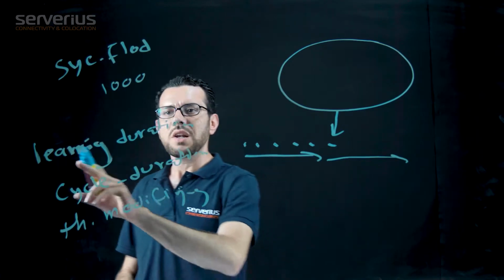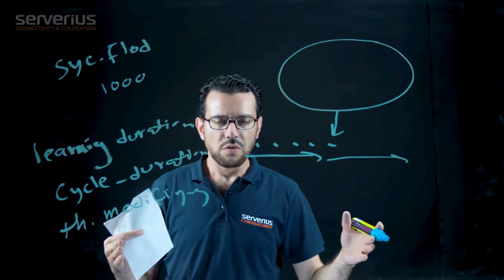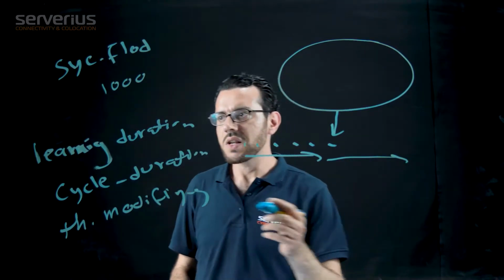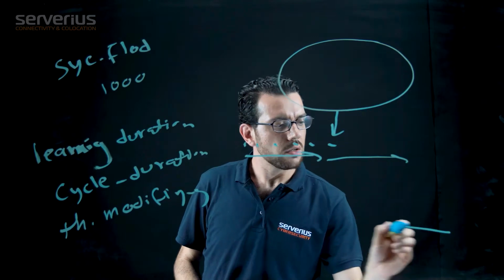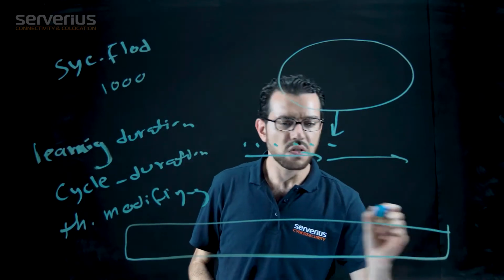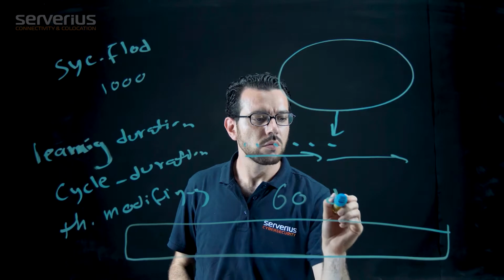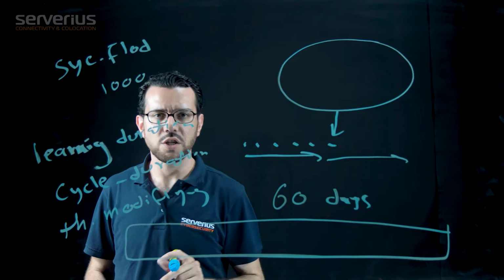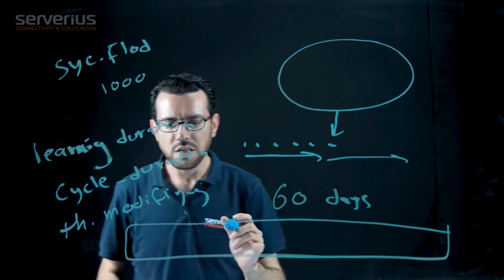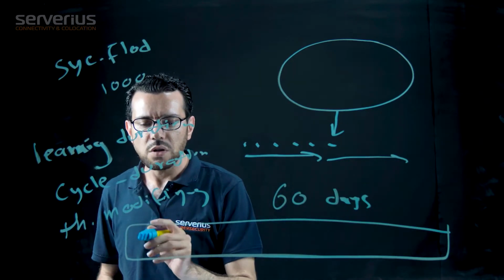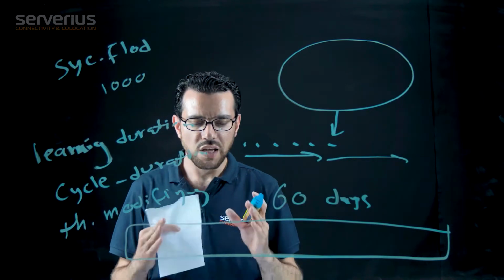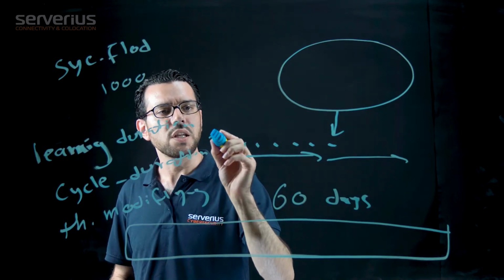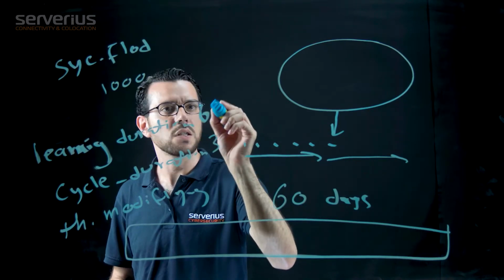Now, the learning duration is for how long the system will stay learning these thresholds. For example, if you define 60 days, you have to define also the cycle duration. The cycle duration is after how long the system will save the statistics and will modify the threshold. For example, here 3 days, and here 60 days.